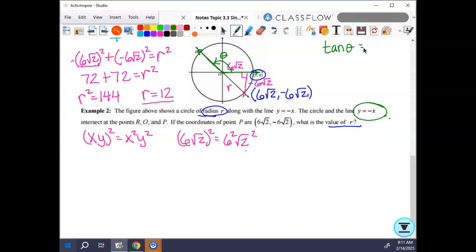We talked about it yesterday. I know we talked about a lot yesterday, but okay, yeah, absolutely. So tangent is y over x. Yes, 100%. It is sine over cosine and y over x. And yes, we need to know that.